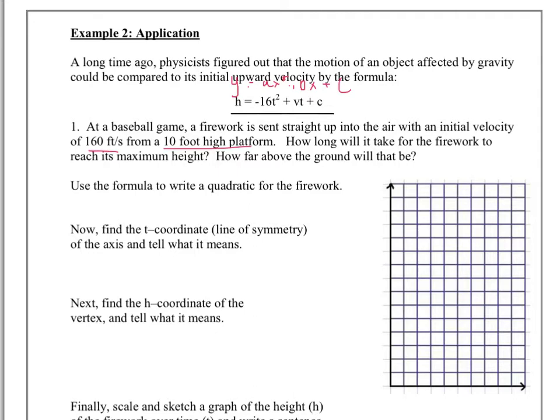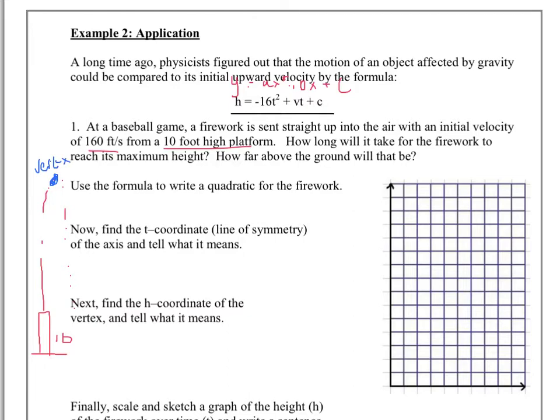So let's draw a picture first of what this actually looks like. It's taken off of a 10-foot high platform. So here's a platform and it's 10 feet high. We shoot off the firework, and then it comes back down. We want to know how long, how much time, it will take for the firework to reach its maximum height. And again, maximum height right here is the vertex.